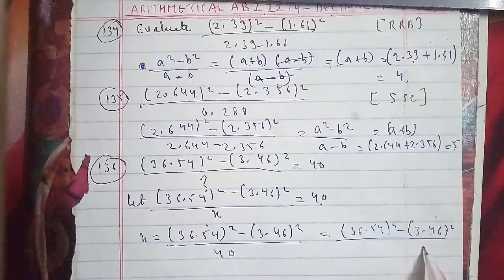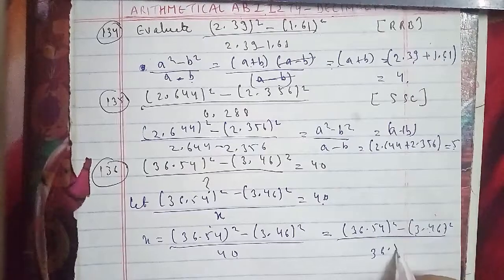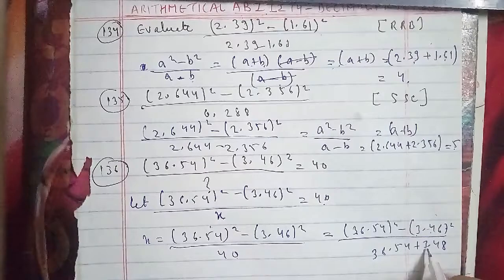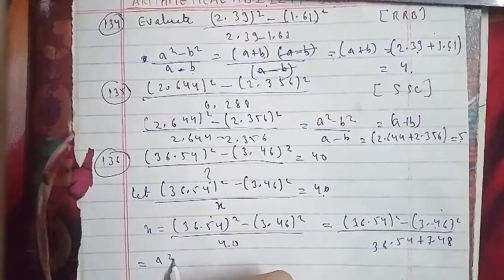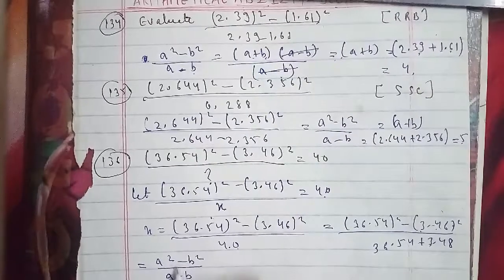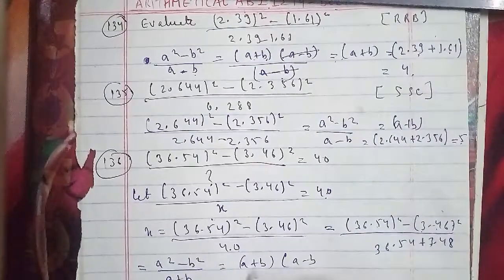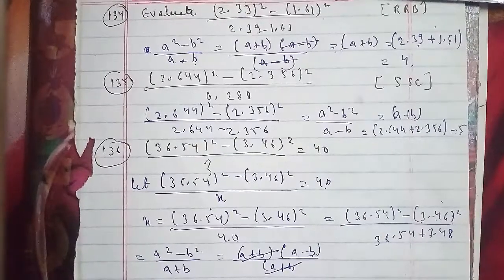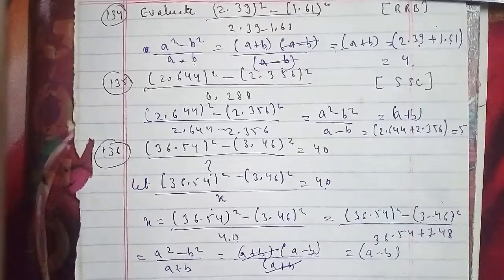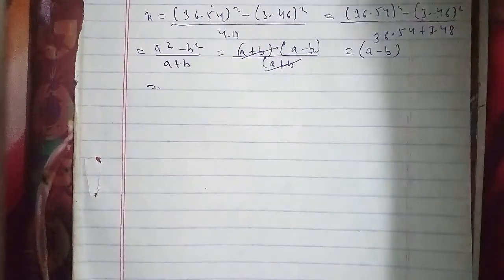For that we have a formula, which is a square minus b square, in the form of a plus b times a minus b. So I will just let you know, a plus b and a minus b upon a plus b. So a plus b cancels, and what remains is a minus b. So we'll just subtract: 36.54 minus 3.46, which is equal to 33.08. That will be the right answer for this question as well.